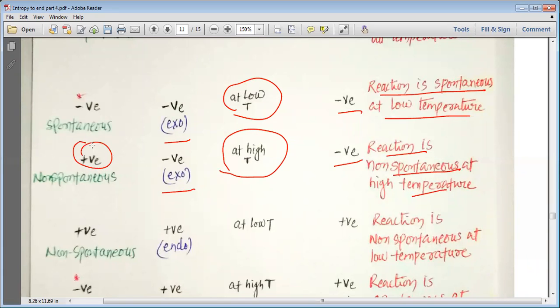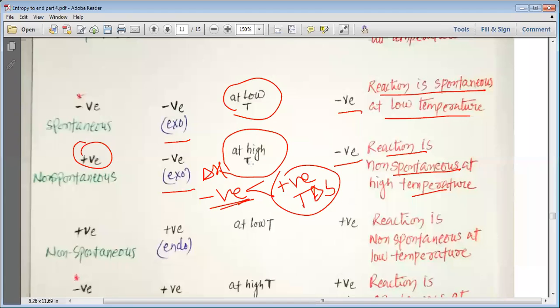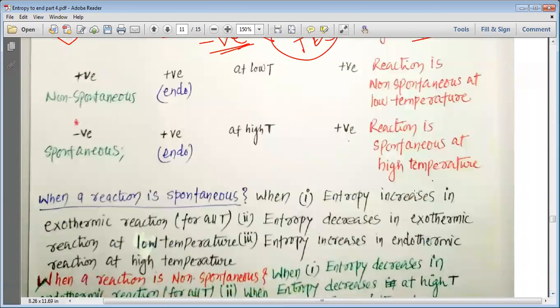and this value of delta G will be positive, because this negative value of delta H and this positive value of T delta S, this value is greater than this value because of the high temperature, and that is why the reaction becomes non-spontaneous. Now let's move and understand the next fact, that if you have delta G equal to positive.